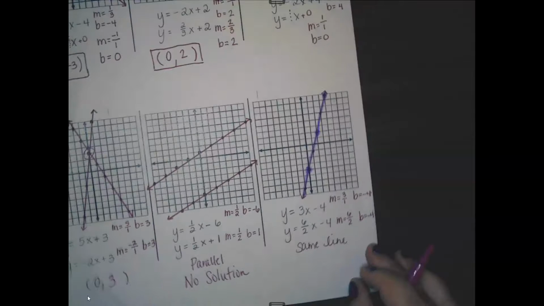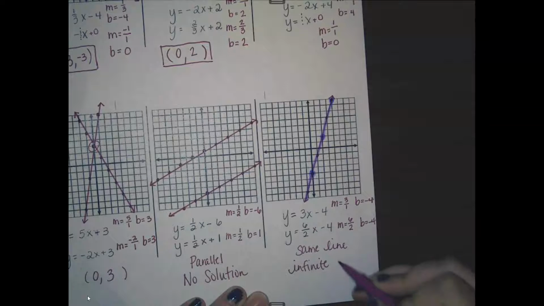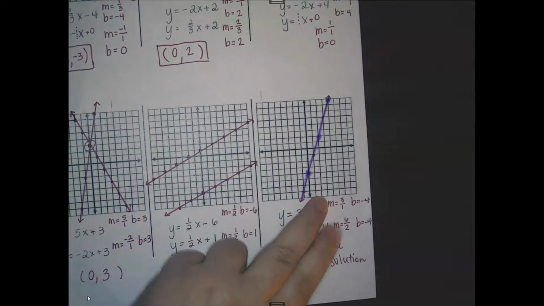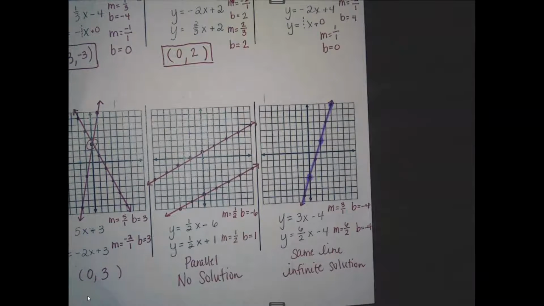And so the answer to that one is infinite solutions, because every single point on that line is a solution. You could have also seen they have the same slope. 6 over 2 simplifies to 3. And they have the same y-intercept.